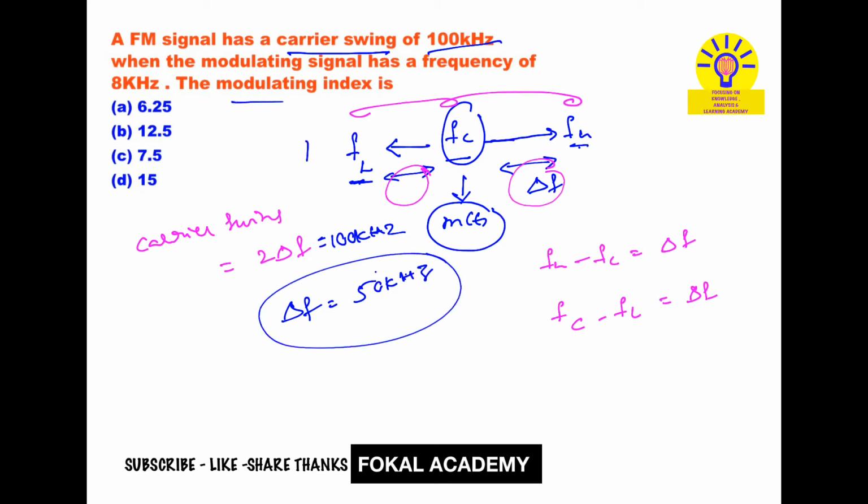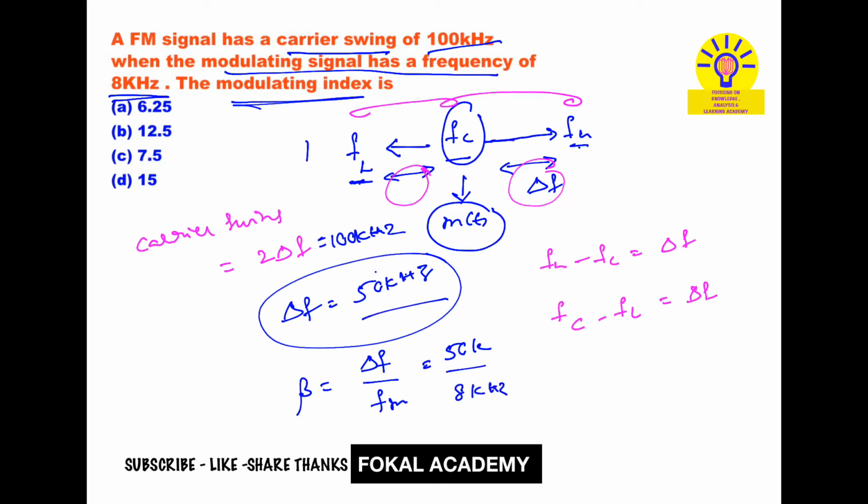Then what is the modulation index? We know that beta is nothing but the frequency deviation per unit message frequency, that is delta f divided by the message frequency. Here the modulating signal frequency is given as 8 kHz. This is the message frequency, and delta f is 50 kHz. So 50 kHz divided by 8 kHz, by simplifying it, we get 6.25. So the modulation index is 6.25. From the options, this is the correct option.